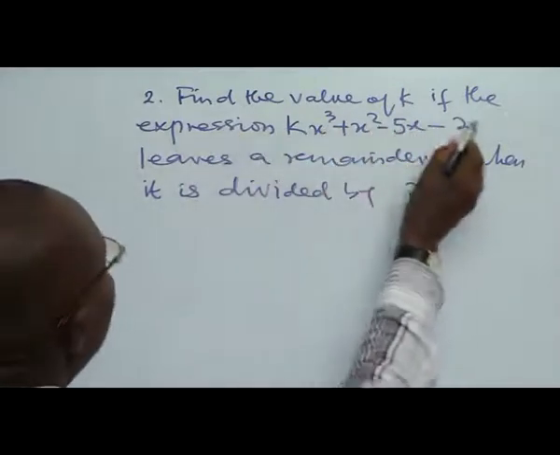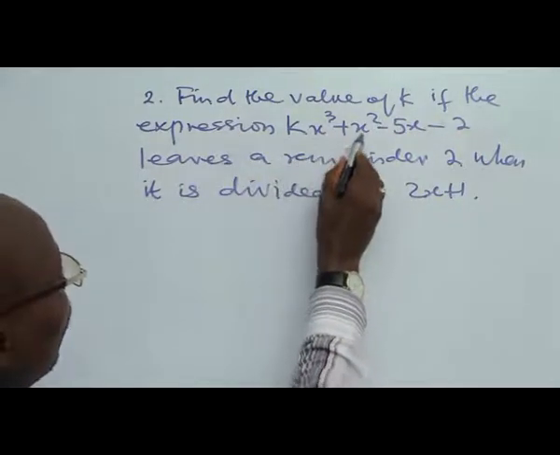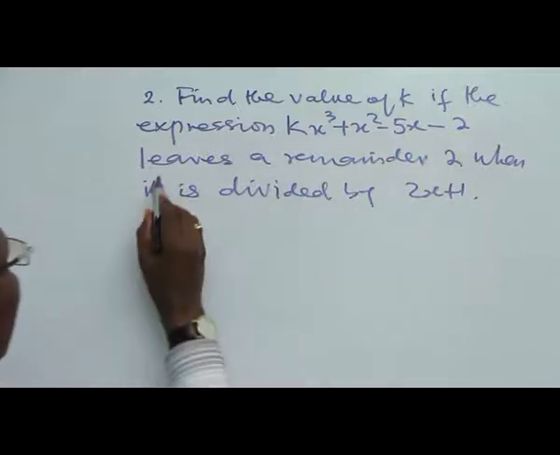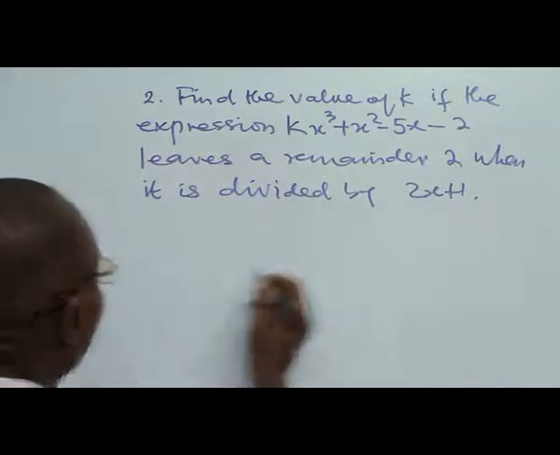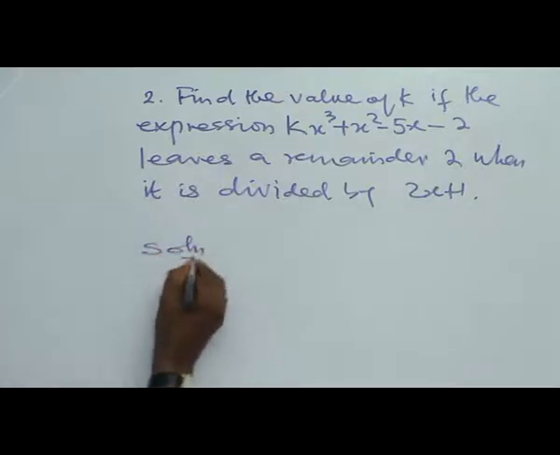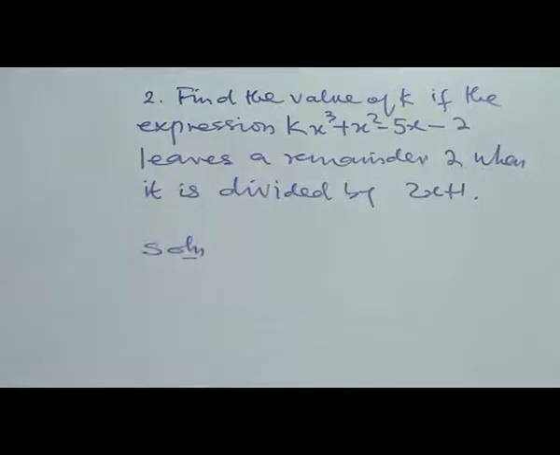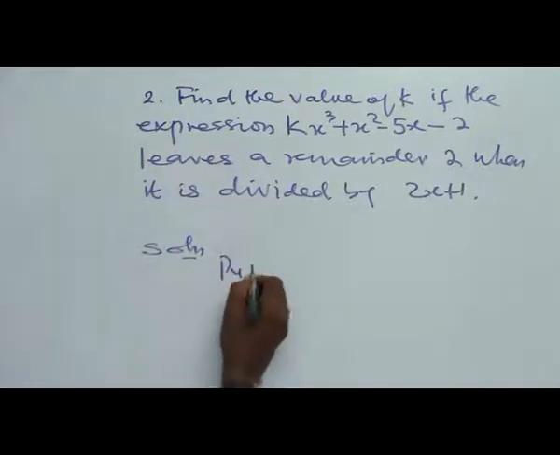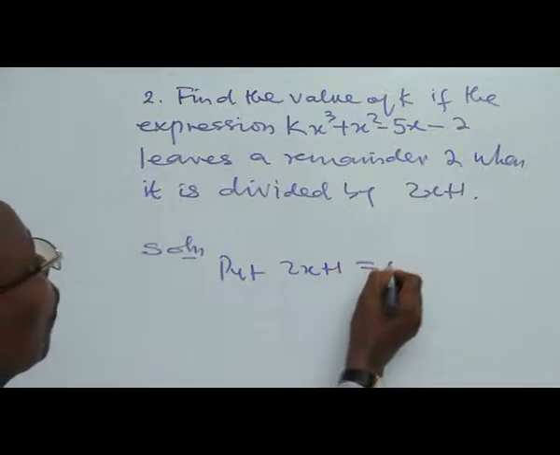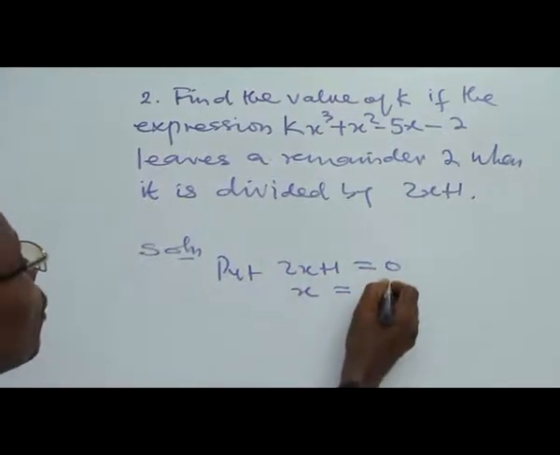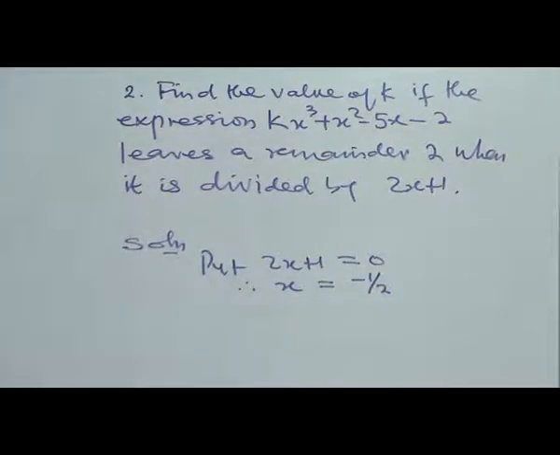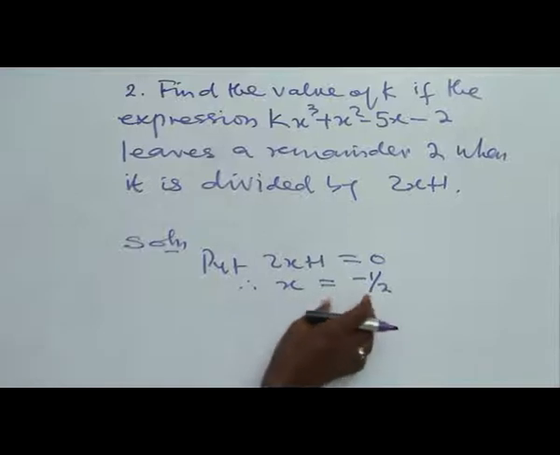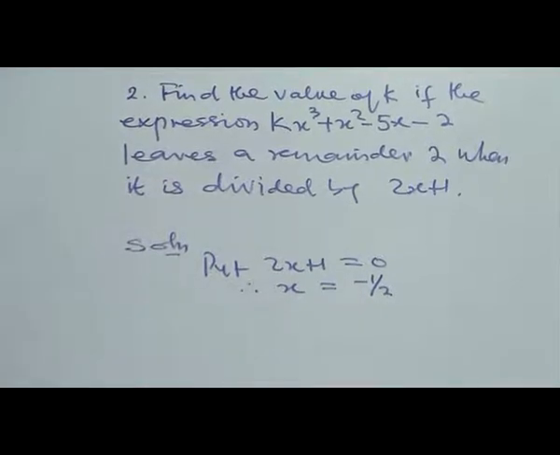Example number 2. Find the value of k if the expression ks cubed plus s squared minus 5s minus 2 leaves a remainder 2 when it is divided by 2s plus 1. Solution. Once again, we put 2s plus 1 equal to 0, giving s equal to minus half. Now, if we substitute s equal to minus half in the given expression, we will have a remainder equal to 2.